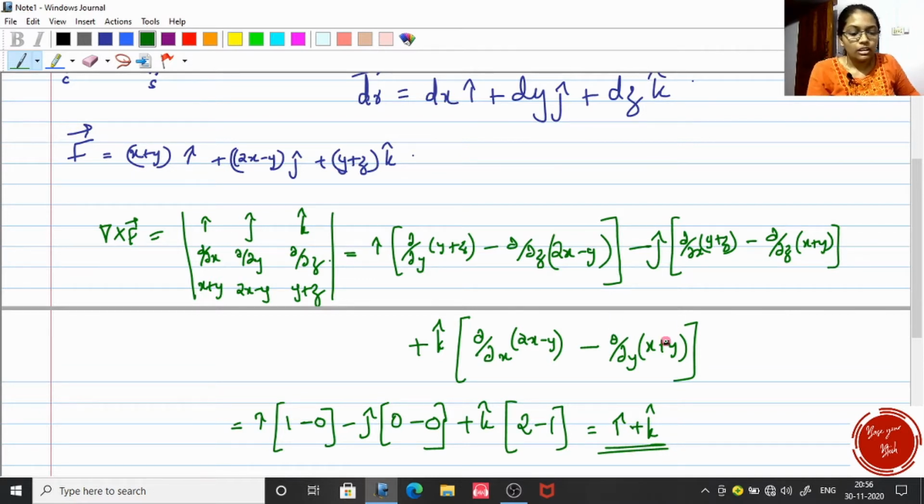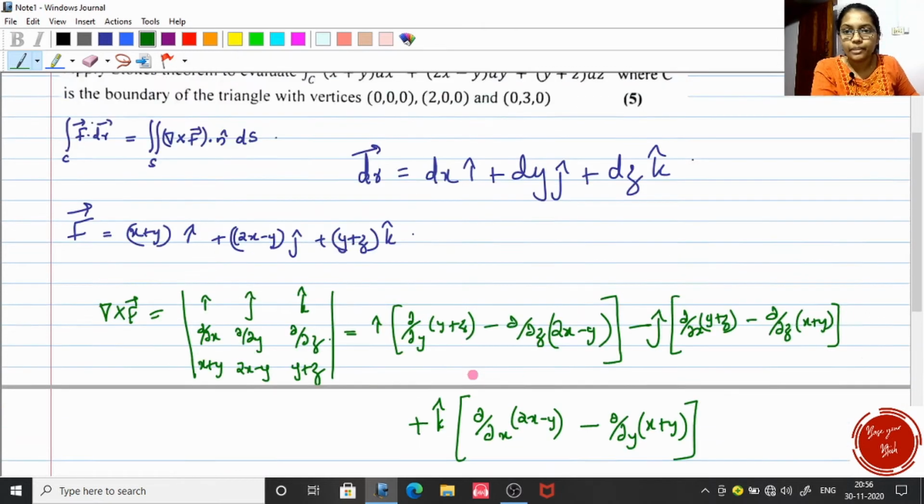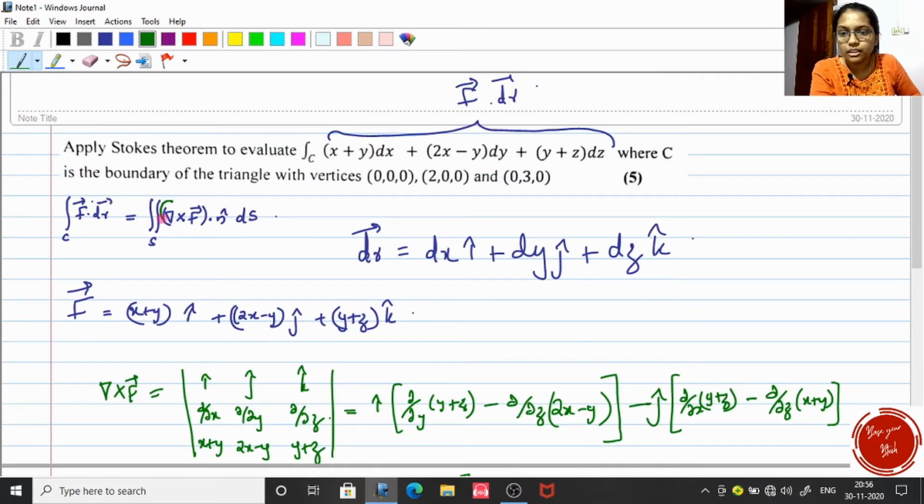Now, so we are ready with this term. Del cross f is ready now. Next, we have to get the value for n cap. Actually, n cap is the unit vector perpendicular to the surface S. Now, what is the surface S? S is the surface enclosed by the curve C, and it is given in the question. C is the boundary of the triangle. So, the triangle is our surface S.